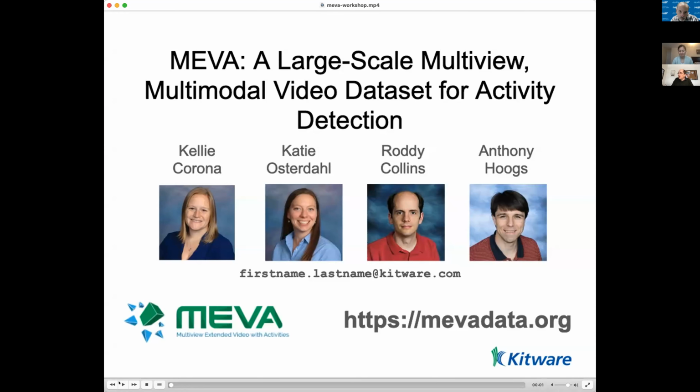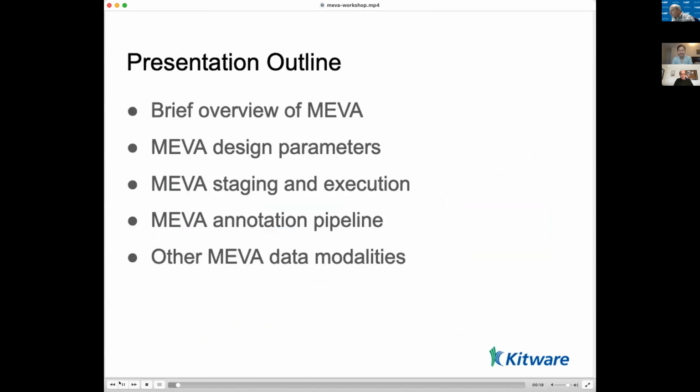Hello, my name is Reidentification, and this presentation is an extended version of the video accompanying our WACV paper, MEVA, a large-scale multi-view, multimodal video dataset for activity detection. I'll give a brief overview of the MEVA dataset, discuss the motivation and design goals, and take a look at how the dataset was scripted, staged, and collected. I'll also describe our process for annotating the ground camera data, and conclude with a brief summary of other data modalities available in MEVA which we have not yet developed into annotations.